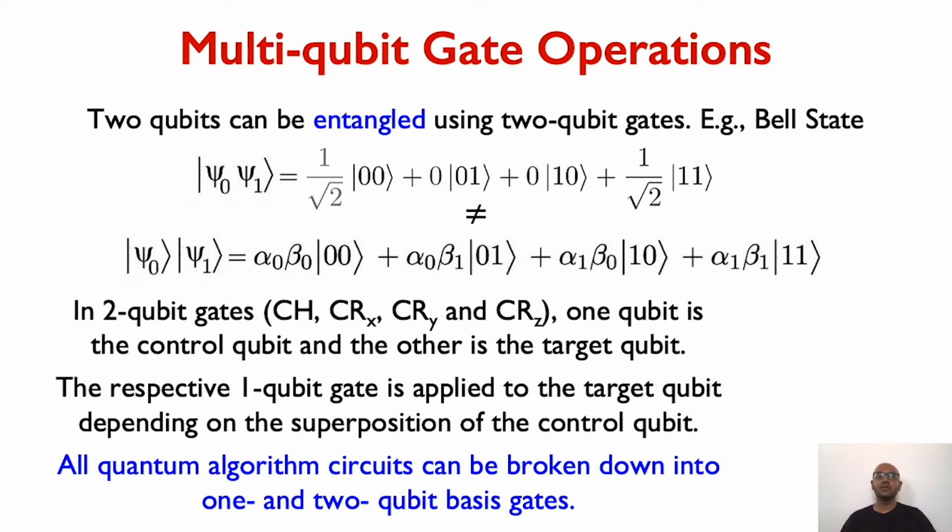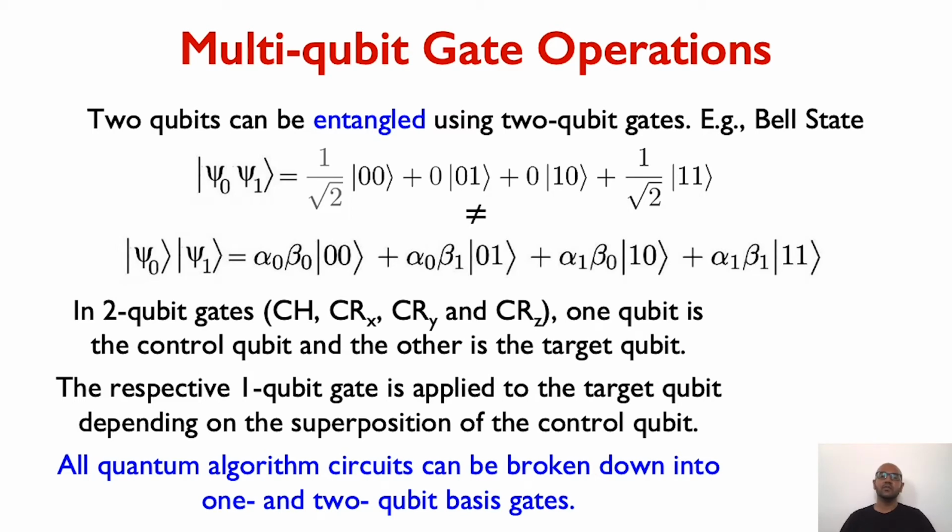Now these 2-qubit gates and 2-qubit entanglement operations are very common in quantum computing algorithms. For example, there are 2-qubit gates known as controlled Hadamard or CH, controlled rotation about the x-axis, controlled rotation about the y-axis, and controlled rotation about the z-axis in the Bloch sphere. Here, one qubit acts as the control qubit and the other qubit acts as the target qubit. So the state of the target qubit is changed based on the superposition of the control qubit.